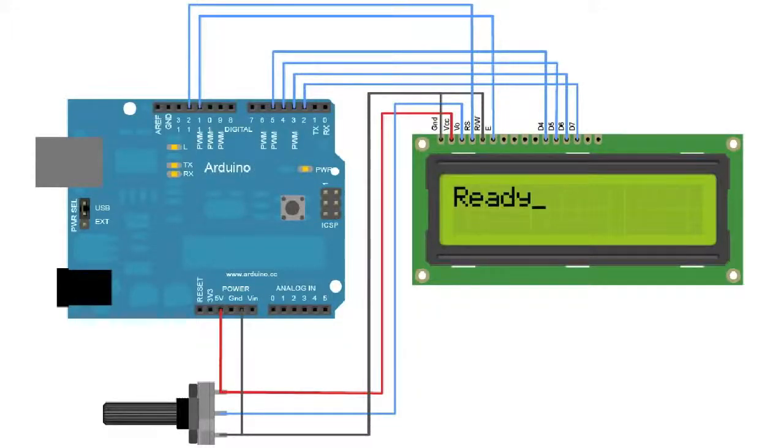The circuit that we're going to use is as follows. The RS pin is connected to pin 12 of the Arduino and the enable pin is connected to pin 11. The RW pin is connected straight to ground and pins D4 to D7 are connected to the Arduino pins 5 to 2. You notice that I haven't connected pins D3 to D0 to anything.